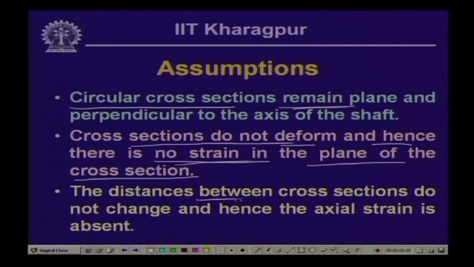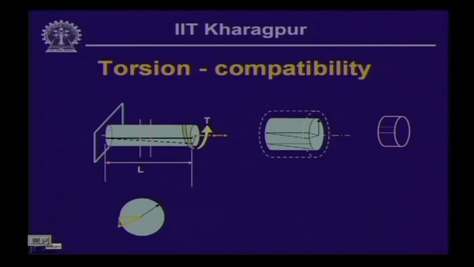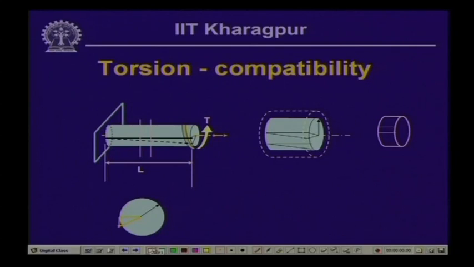Secondly, the distance between cross sections does not change and hence the axial strain is absent. Along the length of the member, since there is no change in the length, there is no deformation and thereby there is no strain in the axial direction. So, these are the assumptions we make, based on which we derive the relationship between the twisting moment and the deformation.